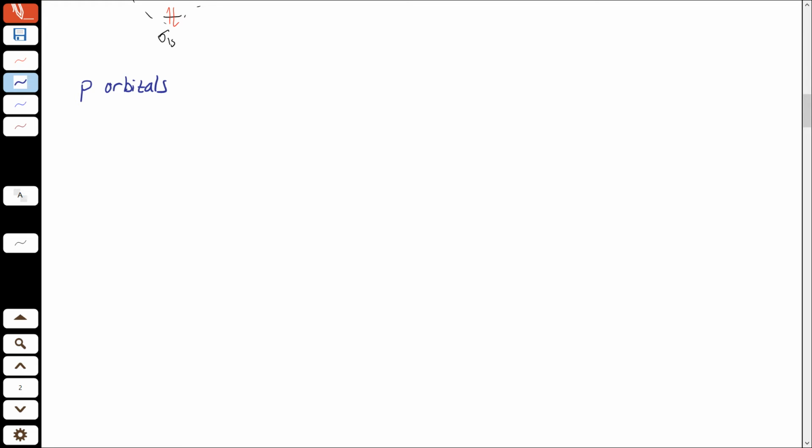But the good news is they'll always combine in basically the same way. So once we know how p orbitals combine, any diatomic molecule that's combining its p orbitals is going to combine them in approximately the same way. So we can say that we have our 3 degenerate 2p orbitals on each side.